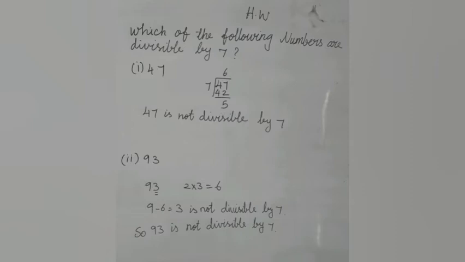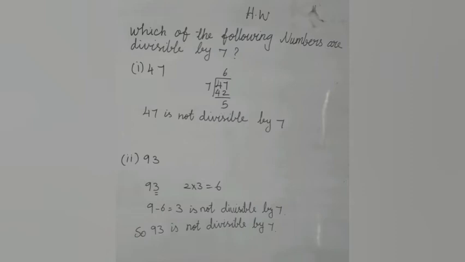We can use the rule of divisibility by 7. First, the last digit is 3. Now double the last digit, isn't it? So 2 into 3 equals 6. Now the remaining digit is 9. 9 minus 6 equals 3. Here 3 is not divisible by 7. So we can say 93 is not divisible by 7.